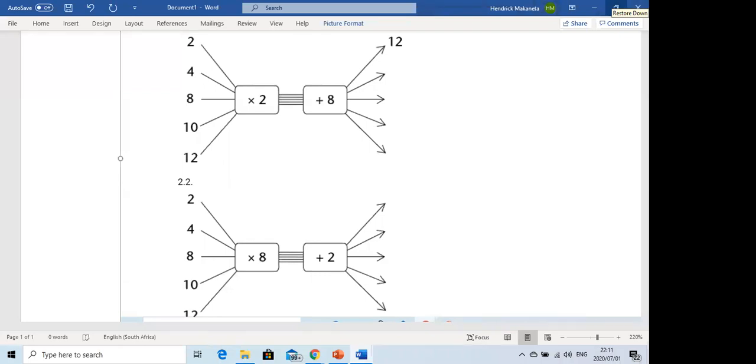Tyrese was the first to do it, followed by Lisanne. And of course, you have 28. 10 times 2 is 20. 20 plus 8 is 28. Correct. Followed by Tyrese. Tyrese also has 28. Thank you very much indeed.